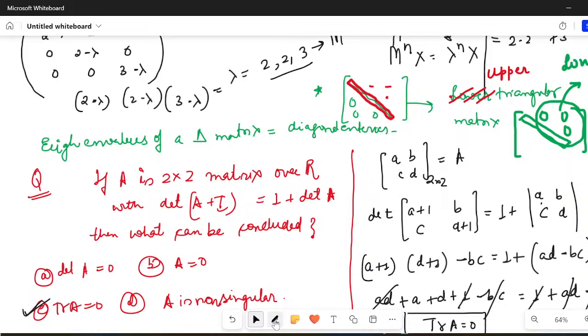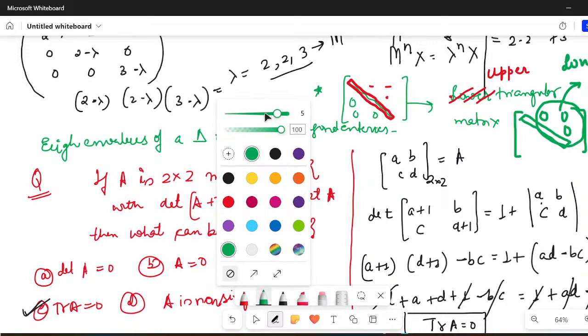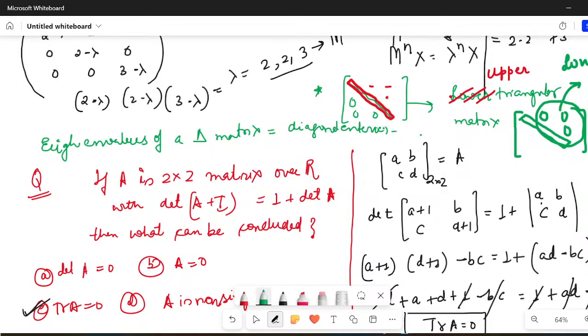So whenever you see such a matrix, don't try to find the eigenvalues, just write the diagonal entries. The diagonal entries are themselves the eigenvalues.